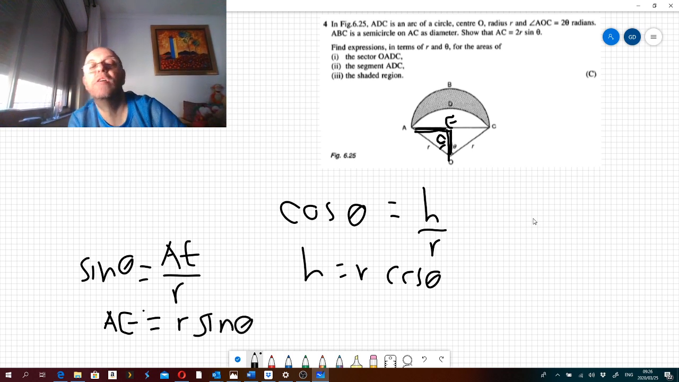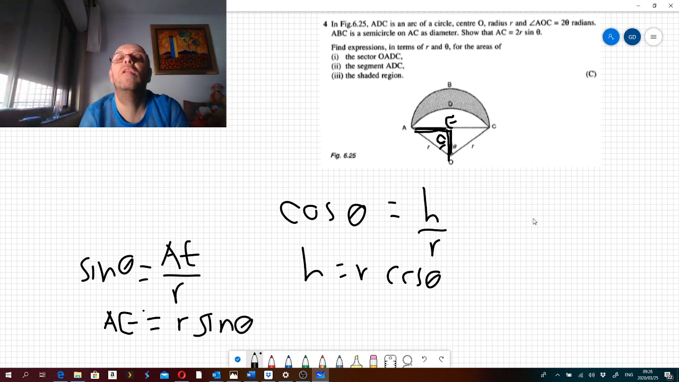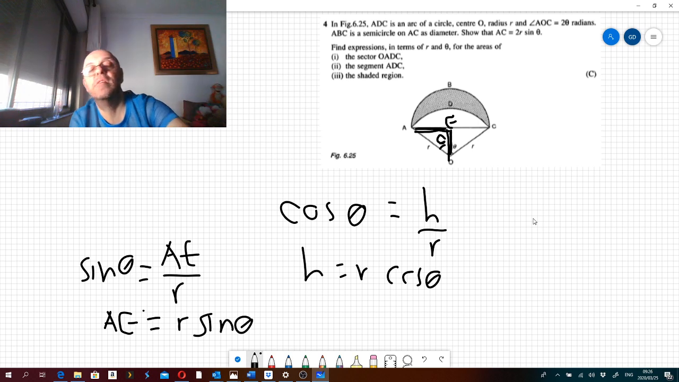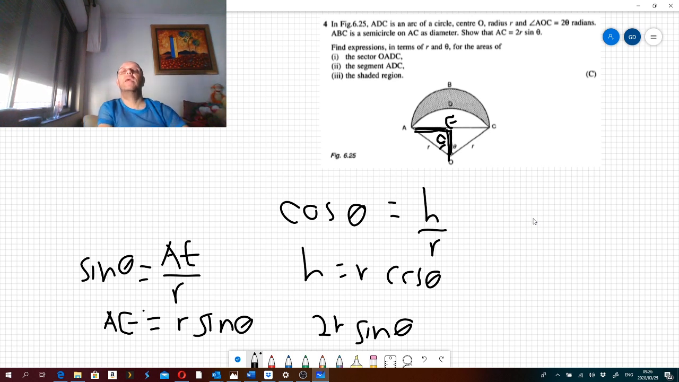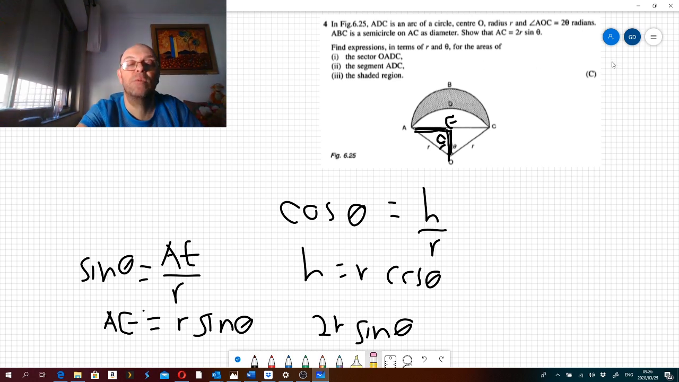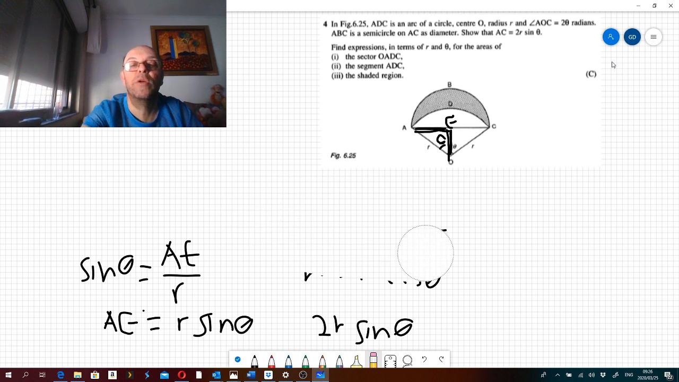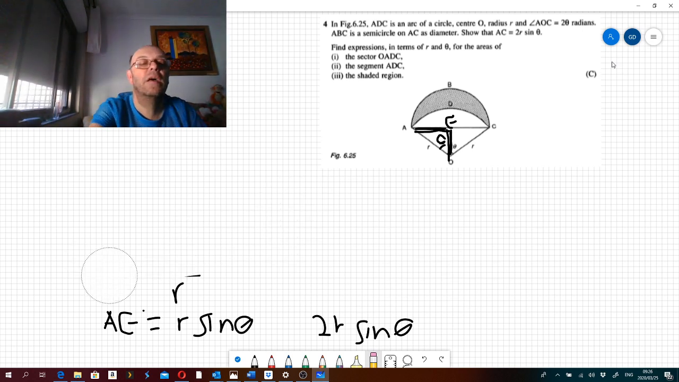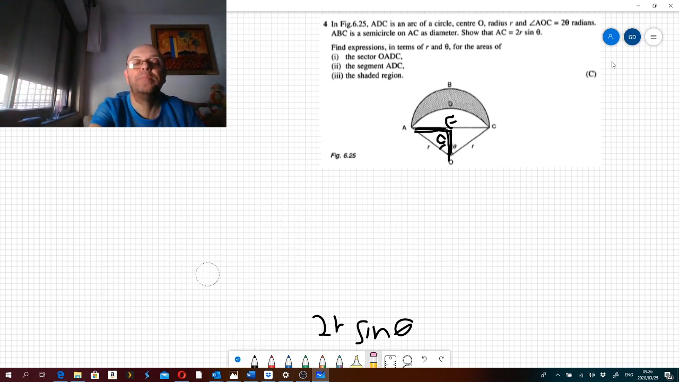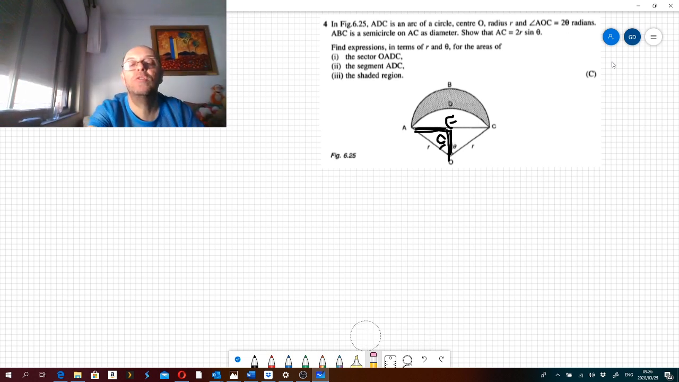Alright, so if that's r sine theta, then the whole of that line, so AE plus EC, because it's the same on the other side, would then just be 2 times r sine theta. So there we've done that without using some of the tricks that you're going to learn a little bit later on. Okay, so that's the first thing that we needed to do, was show that AC is 2r sine theta. That just happens with normal trig if you use some ratio expressions. So we've shown that. We're probably going to use that in the next question.